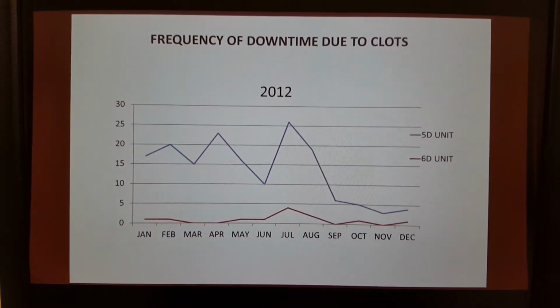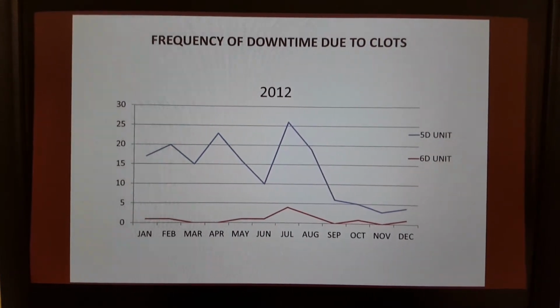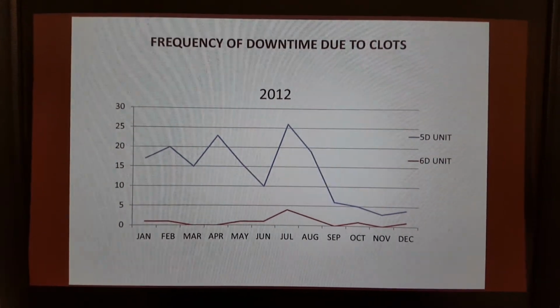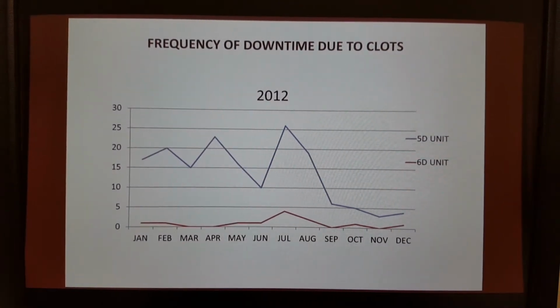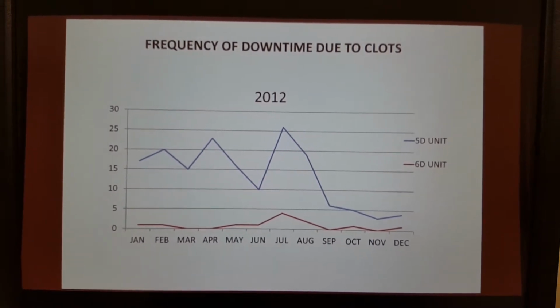This graph represents the frequency of downtime on our analyzers due to clots in 2012. 5D and 6D are our busiest units. We have 2 analyzers on each of those floors. And as you can see, 5D has an alarmingly higher rate of downtime due to clots as opposed to 6D.